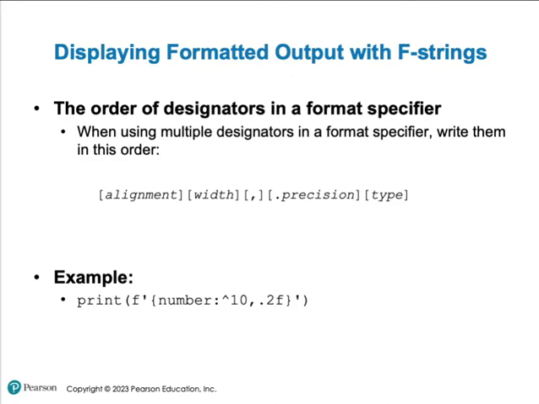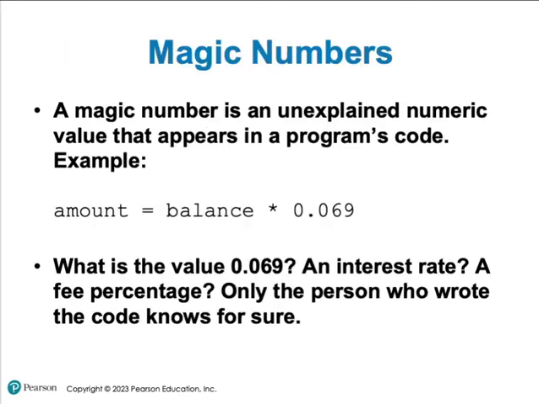So this is just showing you the different parts that you can have. You can have the alignment, you can then have the width, you can then have a precision, and then you can have a data type that you're going to use.